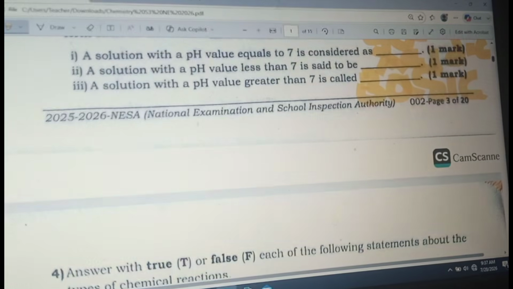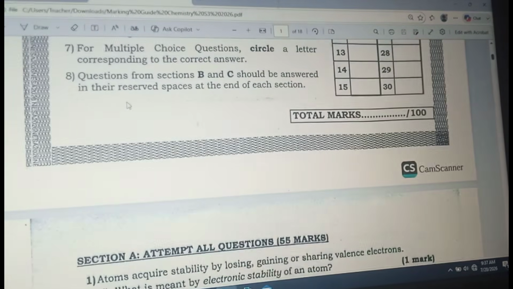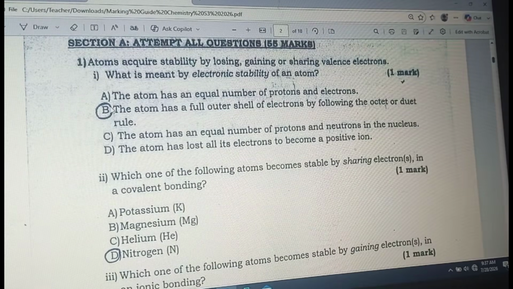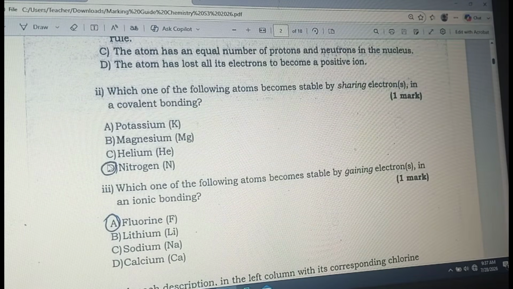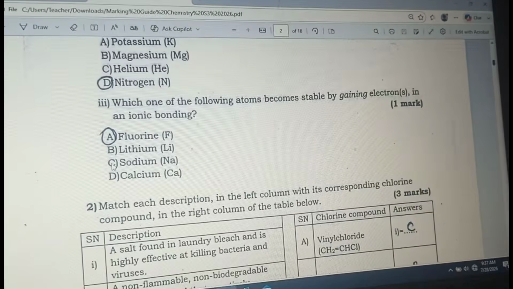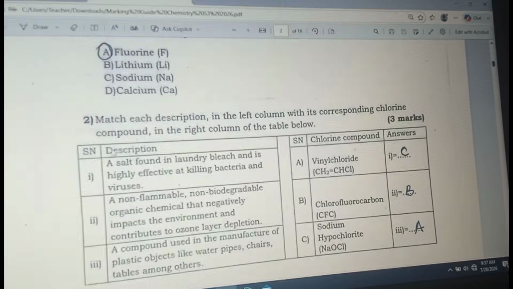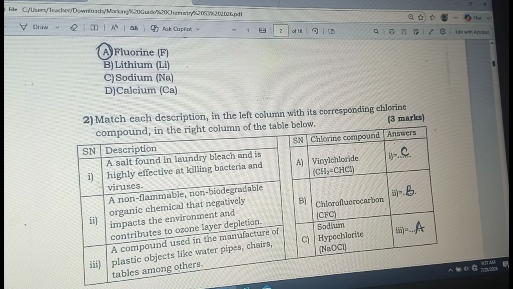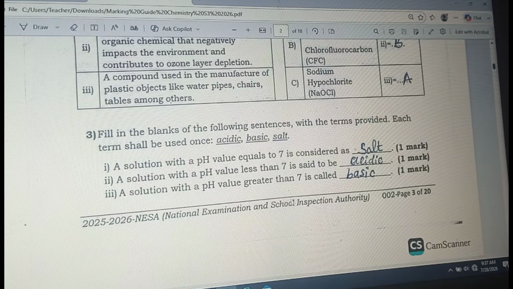You see in marking guide. Question 1B, I2D, I3H. I1 matches to C, I2 matches to B, I3 matches to A. 3, salt, acidic, and basic.